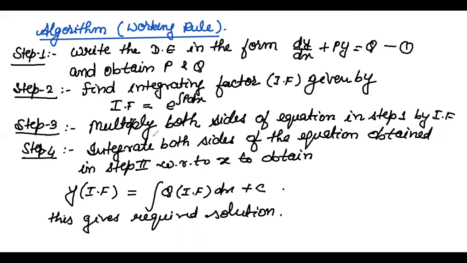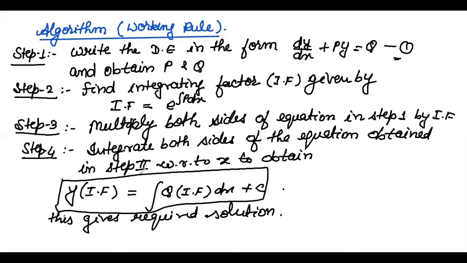Then step 3 is to multiply both sides of the equation in step 1 by the integrating factor. In equation 1, we have to multiply both sides by the integrating factor. And after that, in step 4, we have to integrate both sides. And after integrating, we get this form, which is the required solution of the differential equation. So I'm taking one example based on this so that it will be clear for you all.